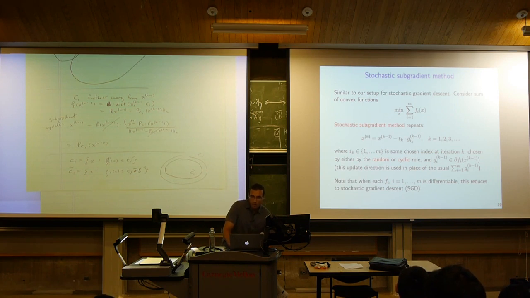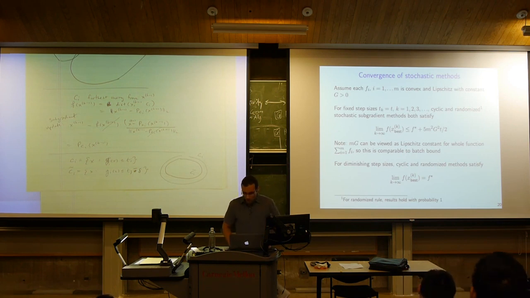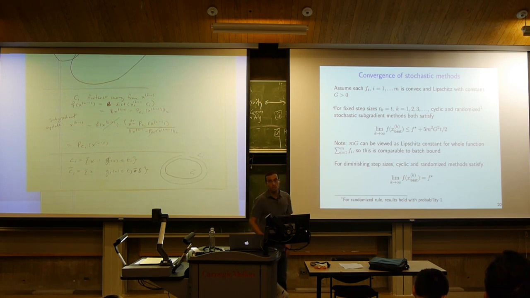So now that we've learned a bit about rates for the subgradient method, we can say something a bit more precise about what happens with these stochastic methods. Our setting for that is going to be that we assume that each one of these functions is itself convex and Lipschitz with a constant G. So just for simplicity, I've kept the Lipschitz constant for all of these functions the same. It could be different in practice.